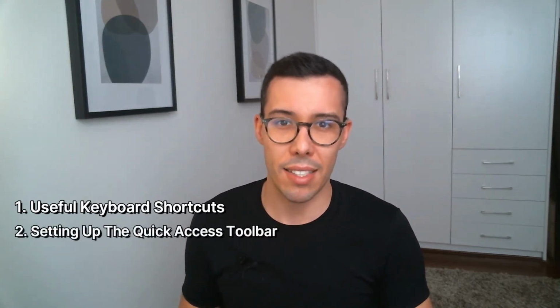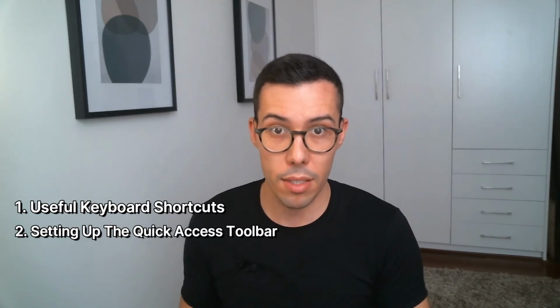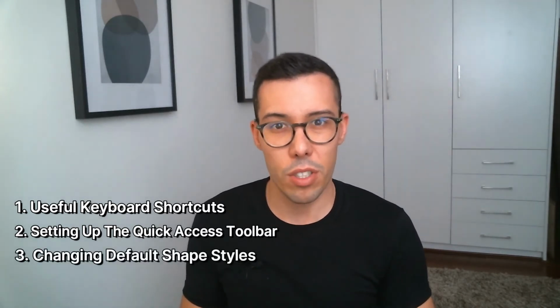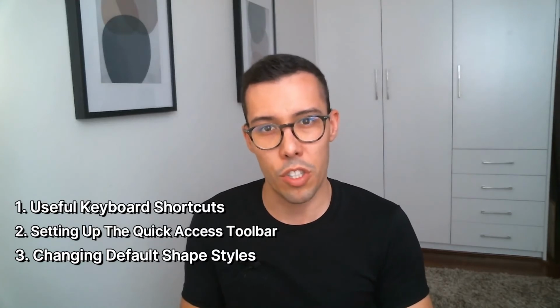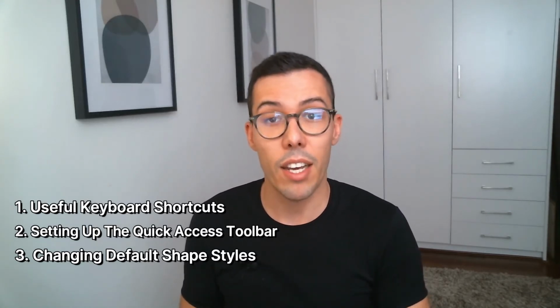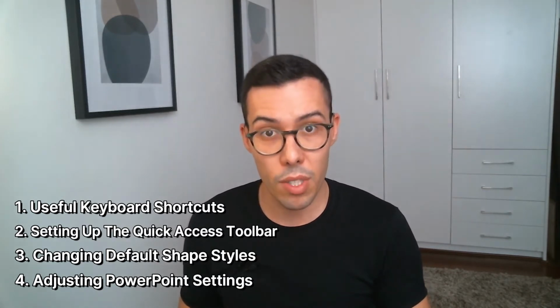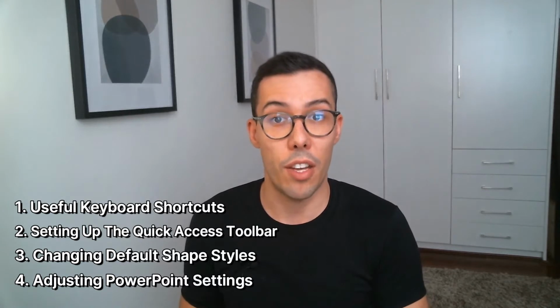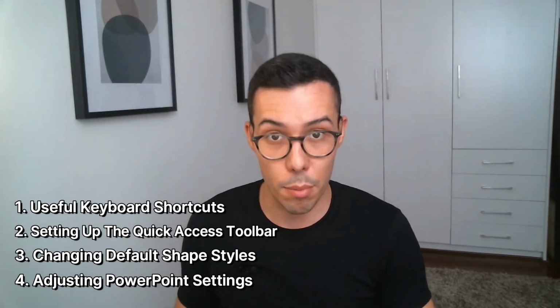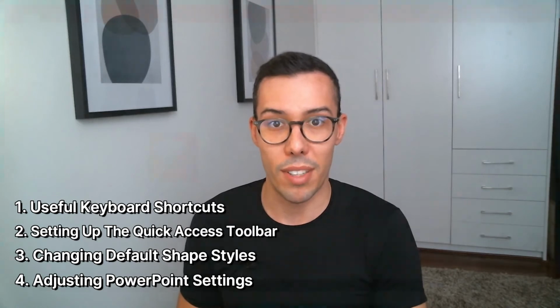Today I'm going to help you set up PowerPoint so you can be way more productive and remove a bunch of frustrations. So we're going to look at useful keyboard shortcuts to make things way faster, how to set up the quick access toolbar so you have easy access to the most important PowerPoint commands, changing the default styles and fonts for shapes so that every time you drop in a new shape, you don't have to restyle it, and finally, changing some settings in PowerPoint such as increasing the number of undos and changing autocorrect so that you can type way faster, and plenty more. So if that's useful, let's jump into it.